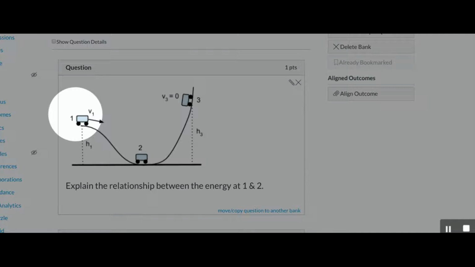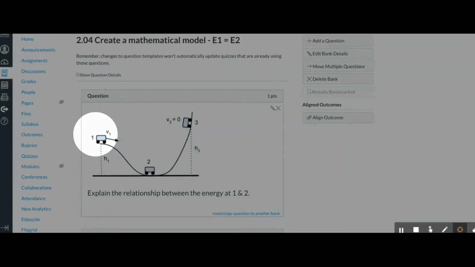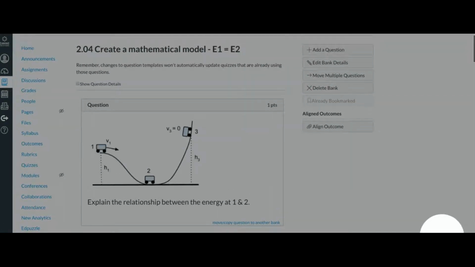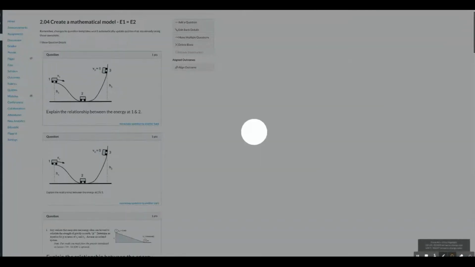So in this video, I'm going to go through how to go from identifying the energy to actually substituting the variables.